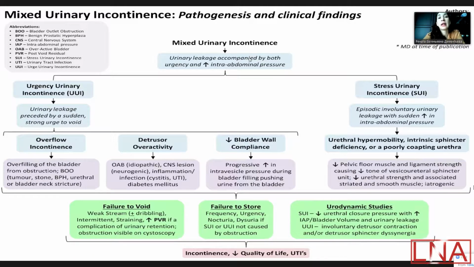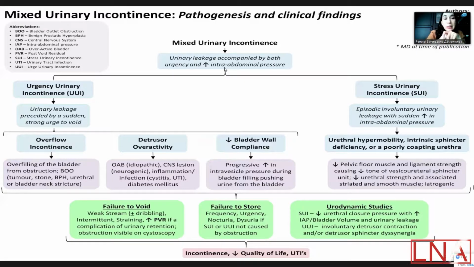Mixed urinary incontinence leads to urinary leakage accompanied by both urgency and increase in intra-abdominal pressure. This factor, the increase in intra-abdominal pressure, also plays a role in the pathogenesis of urinary infections. So, urinary leakage we can divide in two ways: urgency urinary incontinence and stress urinary incontinence.